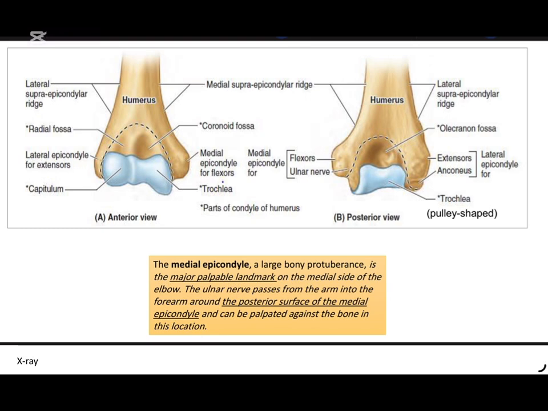Okay? So what are the nerves related to the humerus? First we said at the surgical neck, what do we have? The axillary nerve. In the spiral groove, the radial nerve. Behind the medial epicondyle, the ulnar nerve. So these structures are very important to know. Okay?